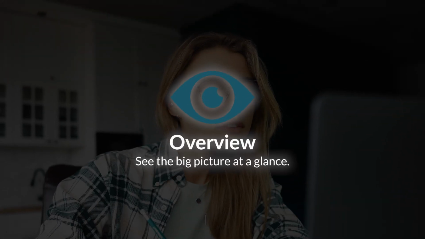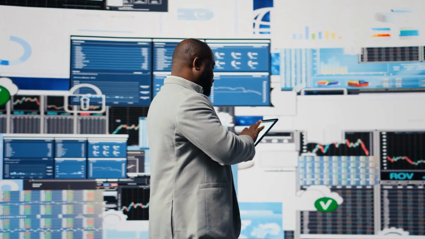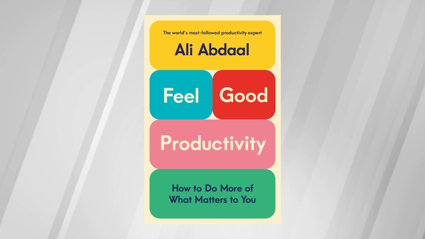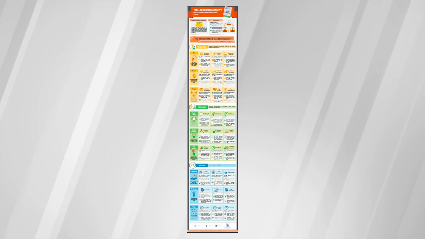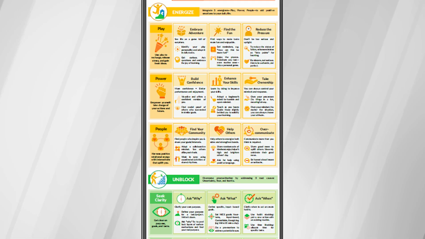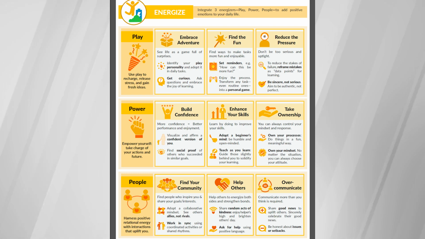Step 1. Overview. This takes about 1 minute. Before you focus on any detail, look at the whole structure. What are the main sections? How is the information organized? Let's take a look at this infographic that summarizes Ali Abdaal's book, Feel Good Productivity. In this infographic, you can see 3 core pillars right away: energize, unblock, and sustain. Under each one, there are 3 strategies. There's the entire book's architecture visible in seconds.